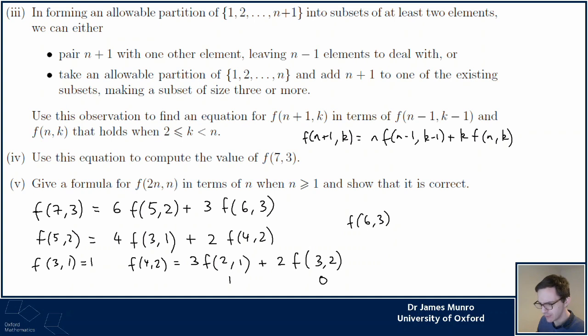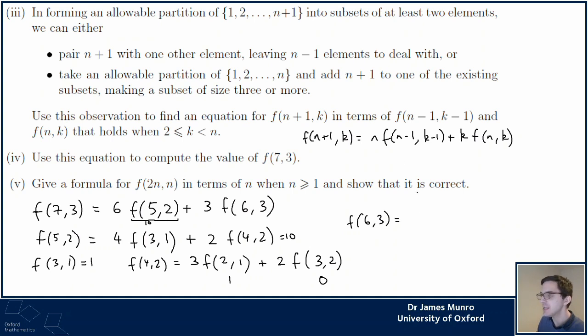Okay, so working backwards, what have I got? This bit's 0, I haven't worked out f of 6, 3 yet. This thing's 3, so then this bit is 6, this is 1, so this is 10. Okay, going quite well. I found out this first bit here is 10. I still need to work out f of 6, 3.